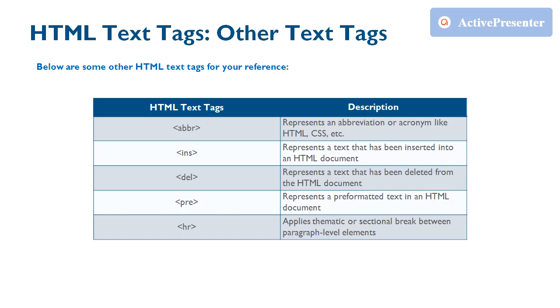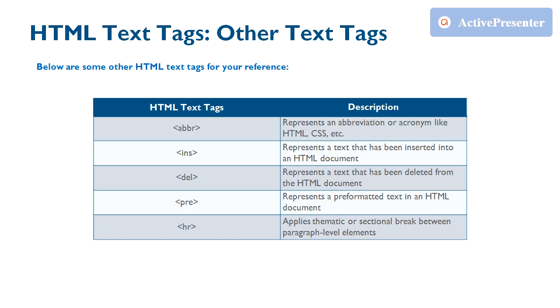So below are some other HTML text tags for your reference. ABBR represents an abbreviation or an acronym, for example HTML, CSS, etc. So if you are creating a web page and if you want to display an abbreviation and you want it to look a bit different, then put it within ABBR tags. INS represents the text that has been inserted into your HTML document. DEL represents the text that has been deleted from the HTML document.